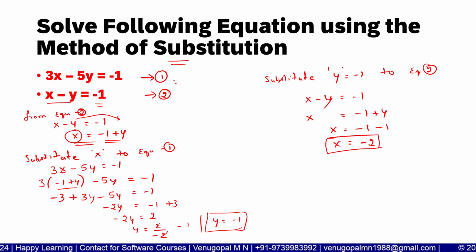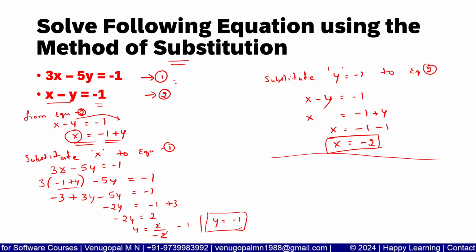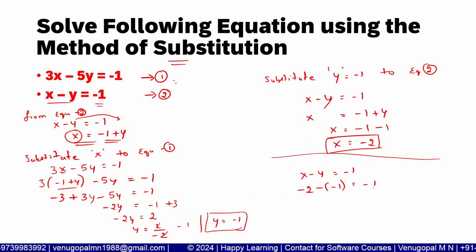Clear, guys? This is how you will find out the value of x and y. Now if you want to cross validate or verify any equation, take an example of this: x minus y is equal to minus 1, correct? The x value is minus 2, minus the y value is what? Minus 1 is equal to minus 1. So minus 2 minus plus 1 is equal to 1.